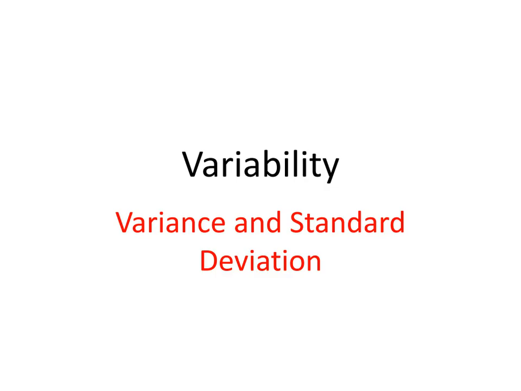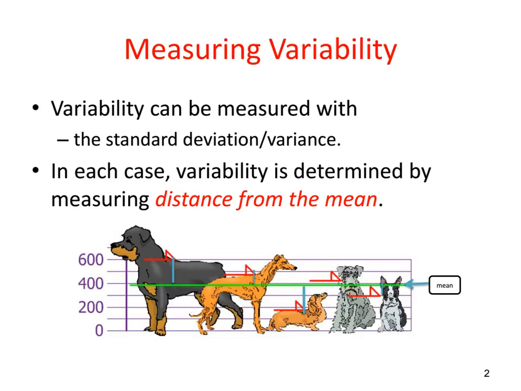This is Ruby. Today we're going to talk about variability, and in particular we're going to talk about the variance and the standard deviation. As you recall, variability can be measured with the standard deviation and the variance. In each case, it's determined by measuring distance from the mean.